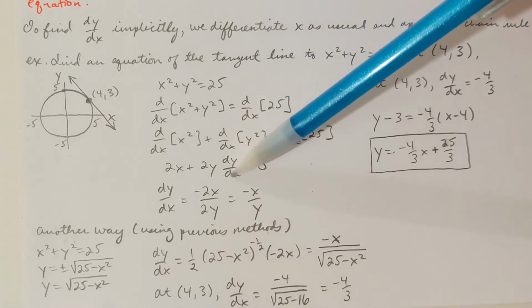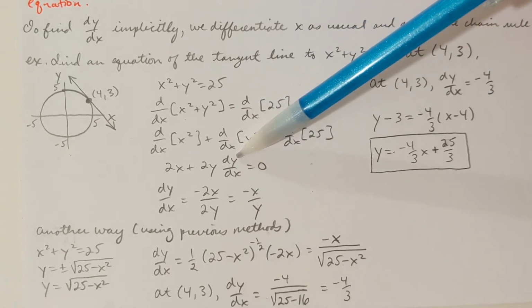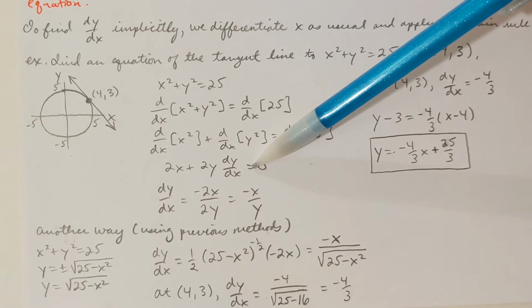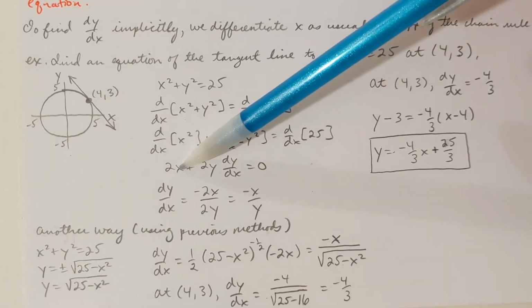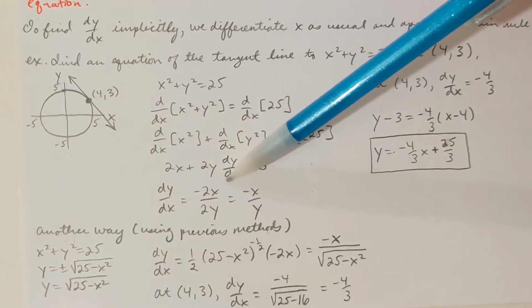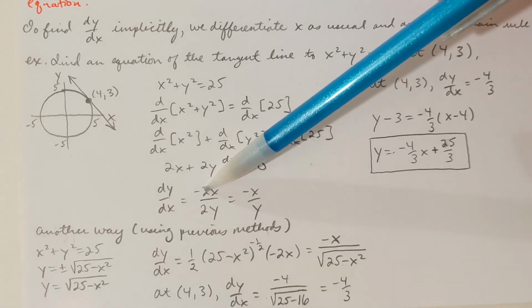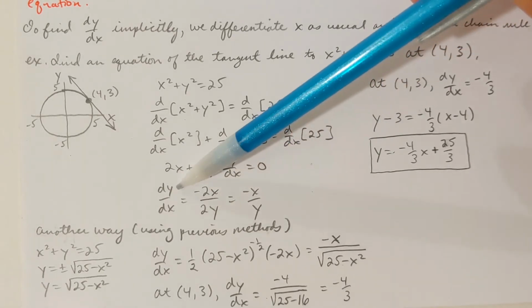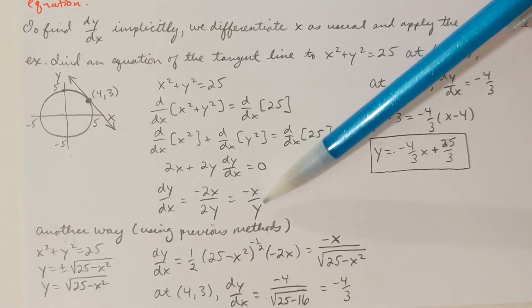So now I want to find dy/dx. With this equation here, let's go ahead and solve for dy/dx. Let's subtract 2x from both sides and then divide by 2y. The 2's will cancel there, and so dy/dx is negative x over y.